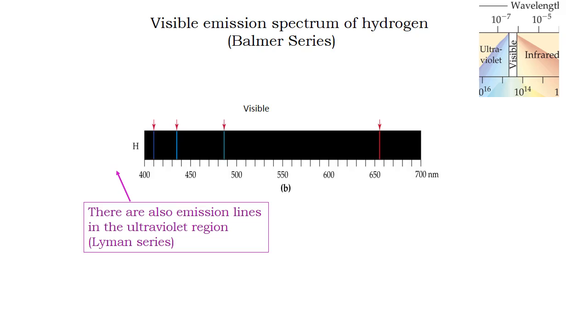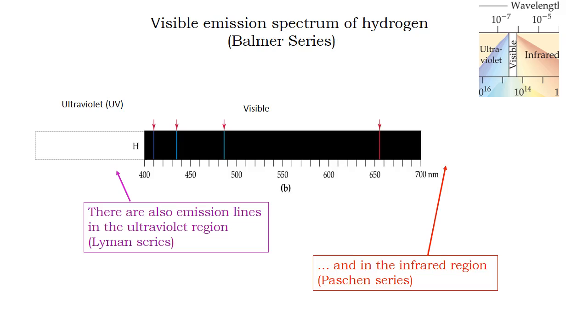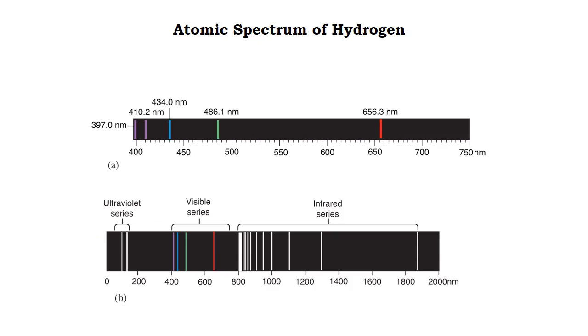It's named after the scientists who originally saw those. So that would be the UV region over here. There's also some lines in the infrared region called the Paschen series, and that would be over here. Here's a picture from a different textbook that shows what those look like. You can see those here.